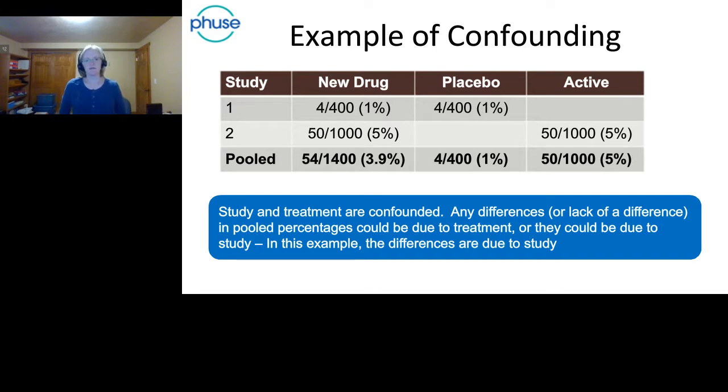So here's an example. You have two studies. One study has new drug and placebo, and another study has your new drug and an active control, right? So let's say somebody says, I want to pool study one.